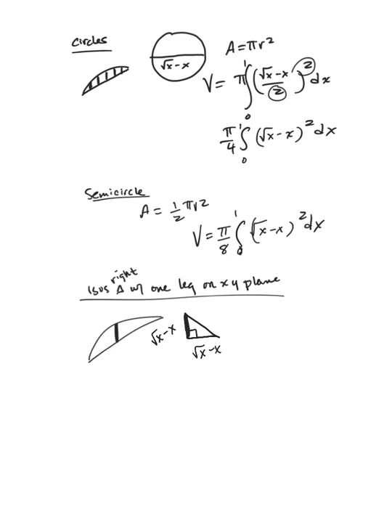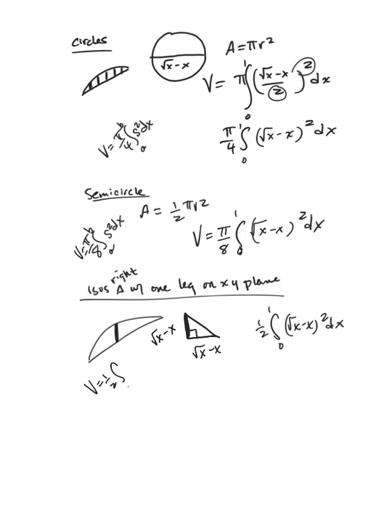Okay, and your area is half base times height. So it would be half square root of x minus x squared dx from 0 to 1. Okay, so your general formulas here. For the first one, your general formula is volume equals pi over 4, the integral from a to b, s squared dx. The second one is volume equals pi over 8, the integral from a to b, s squared dx. And now this one is volume equals 1/2 the integral from a to b, s squared dx.